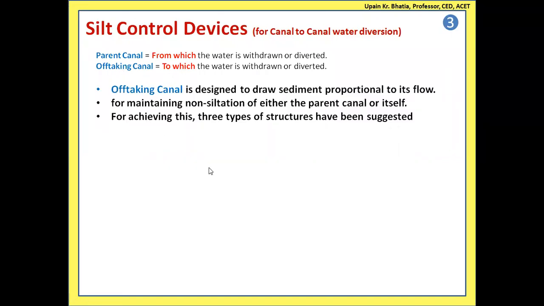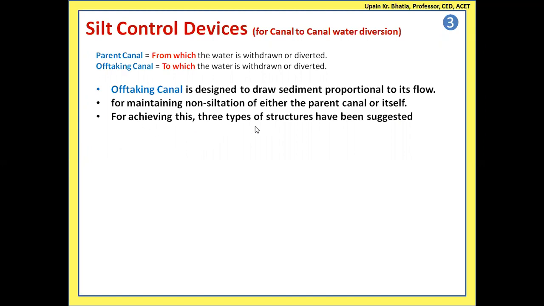And we discussed these 3 points regarding the off-taking canal: they are designed to draw sediment proportional to its flow, and this is done to maintain the non-siltation of both the canals, either the parent canal or the off-taking canal. Both should remain unsilted. So silt should not get deposited in any of these canals. It should keep moving with the water.